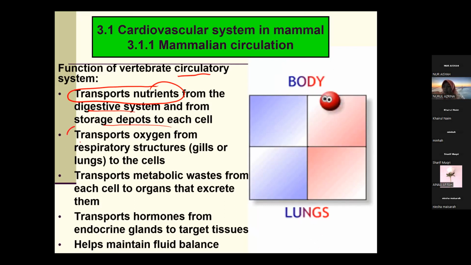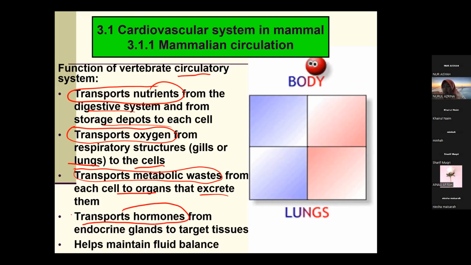Number two, to transport oxygen. For example, to transport oxygen from the lung or from the gills to the cell. Number three, to transport metabolic waste, bahan-bahan buangan. The byproduct of metabolism from each organ that is later going to be excreted. And then next, to transport hormones from the endocrine gland into the target tissue.